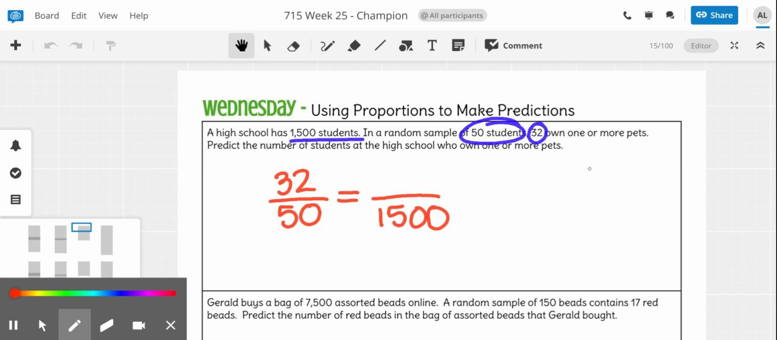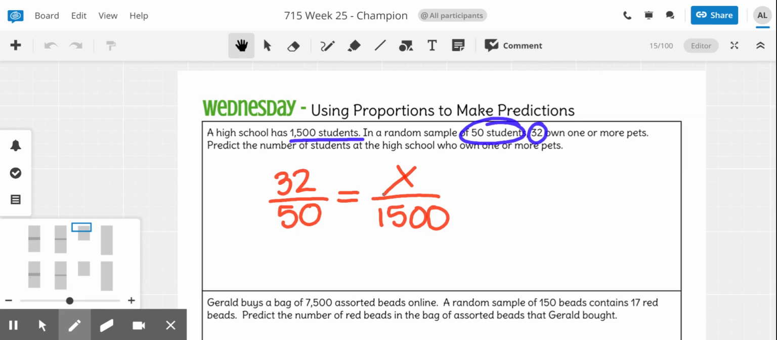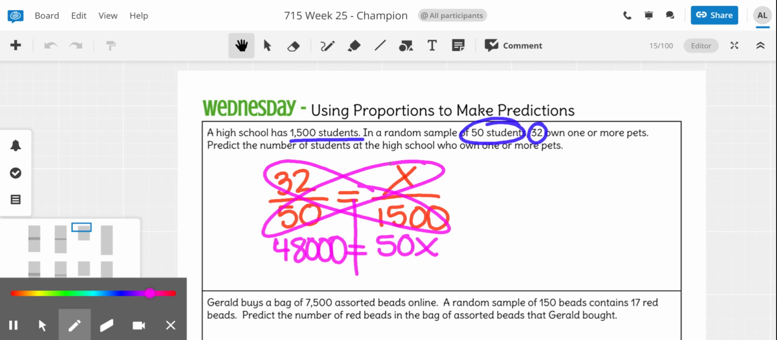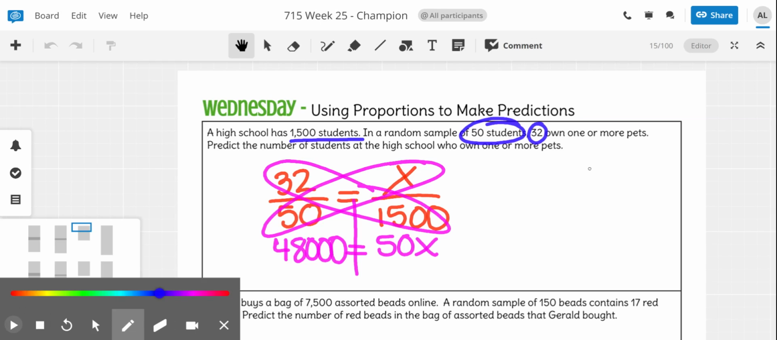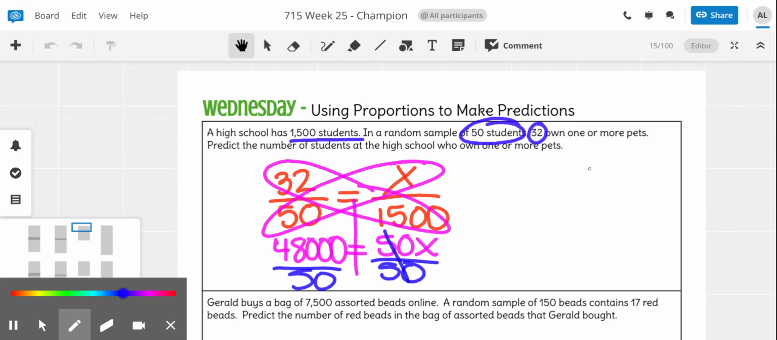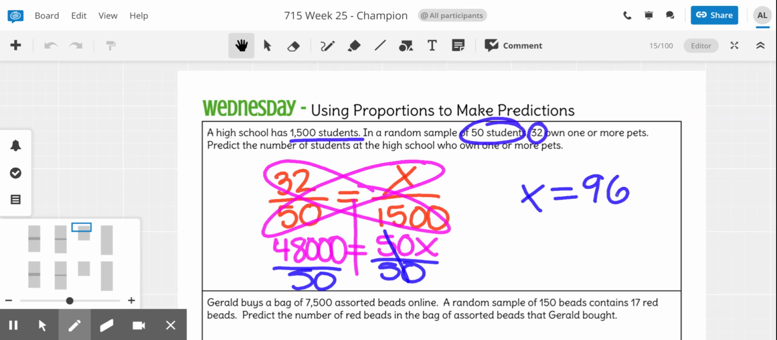I set up my proportion. 32 out of 50 students is the same as how many out of 1,500. So to solve this, I'm going to use cross multiplication, meaning I'm going to set the diagonals equal to each other, and then I solve using division. And I get 960 students said that they have one or more pets.